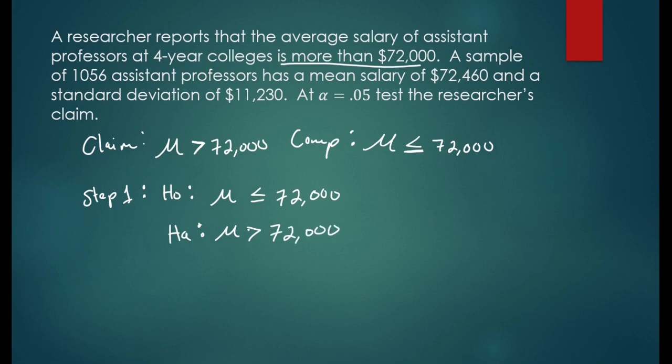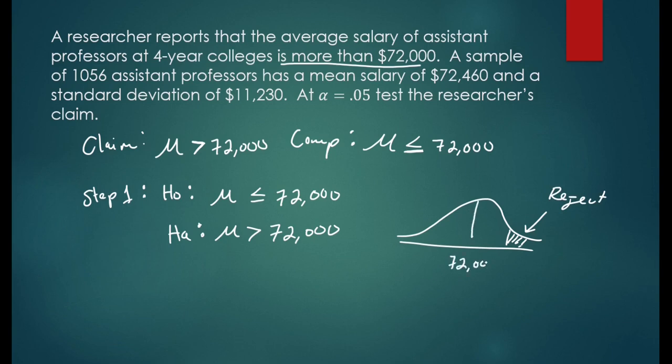Notice that in the alternative hypothesis we have a greater than symbol, so this is a one-tailed test. I'm going to reject the null hypothesis if it is too high above 72,000. So we do not need to double the p-value since it's a one-tailed test. In step 2, we'll just have to state alpha. Alpha is 0.05.